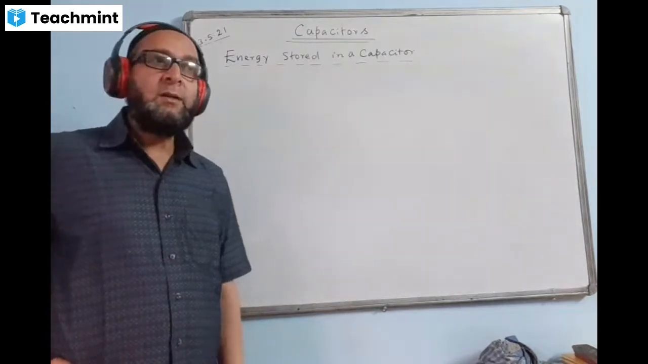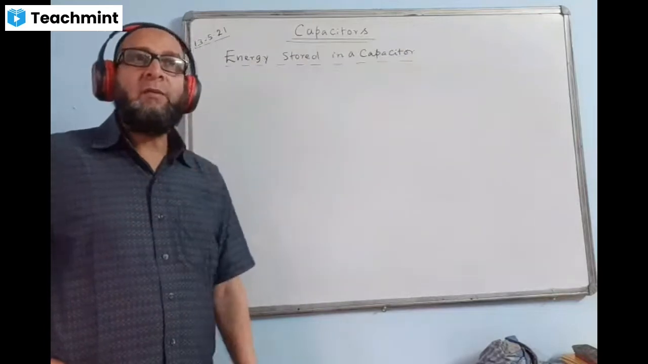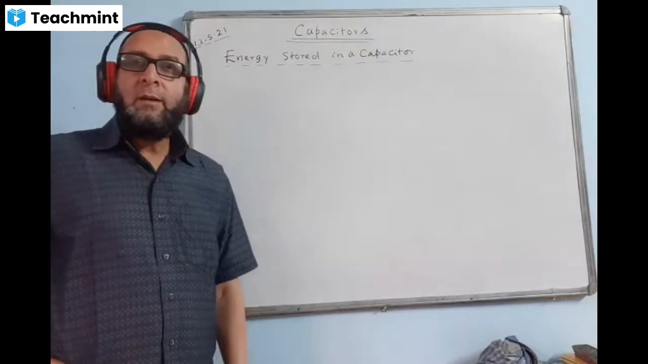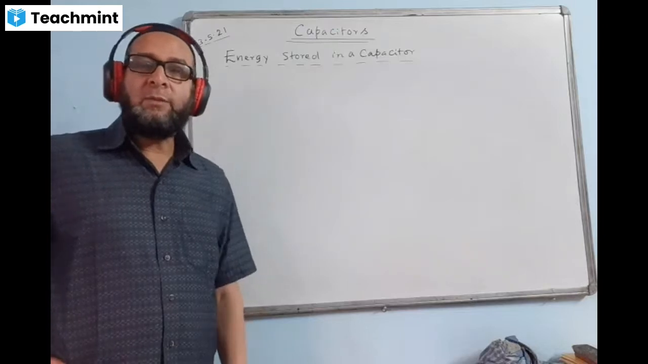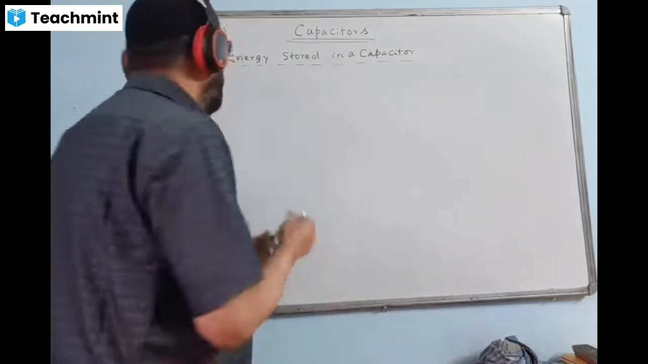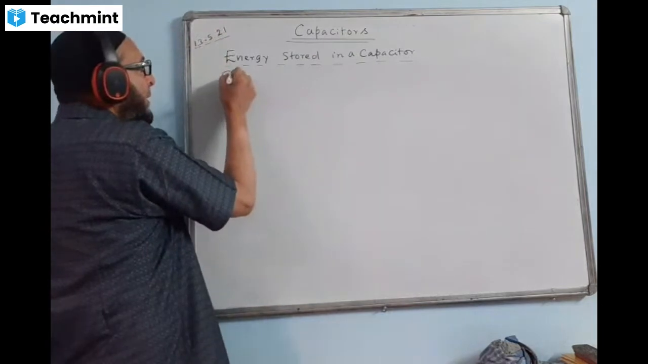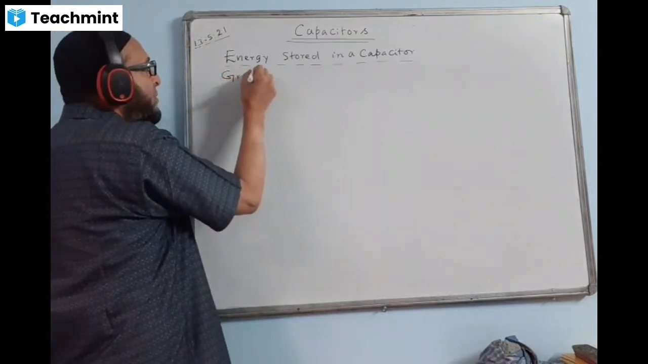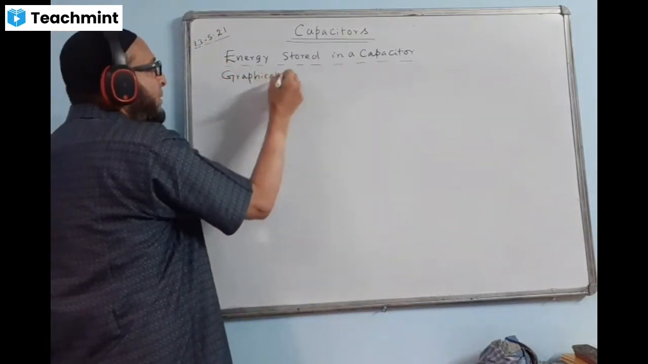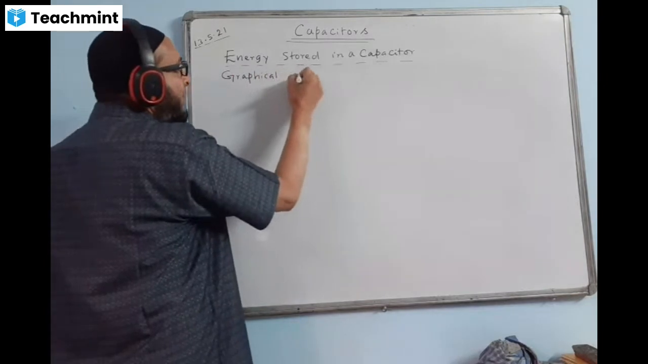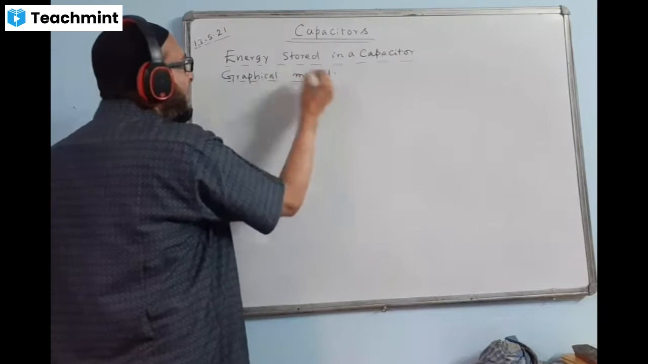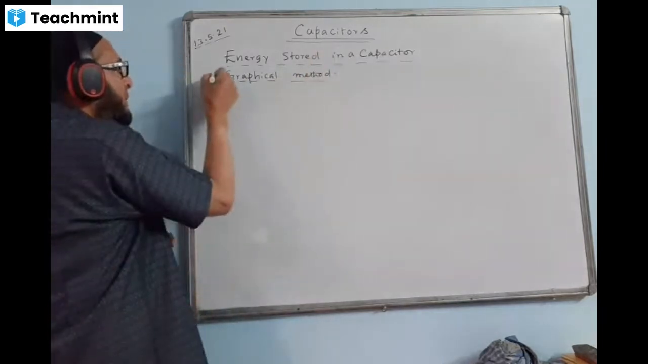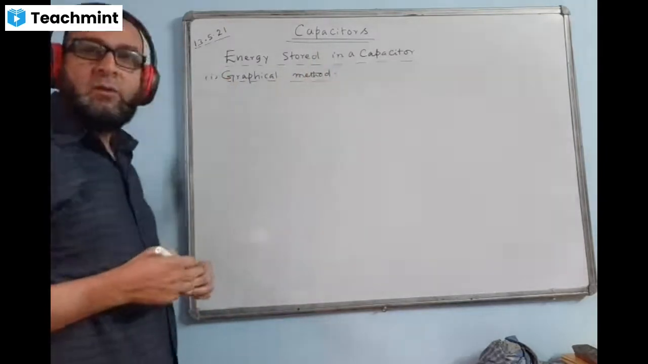If the marks allotted is 2 marks, then you will do the graphical way, it is shorter. And if the marks allotted is 3 marks, then you will be doing it by the calculus method. So I'll show you the graphical method first. And if the question doesn't mention anything, you can use any one of these methods, but depending upon the marks. See, the graphical method, how we can derive the expression for the energy stored.